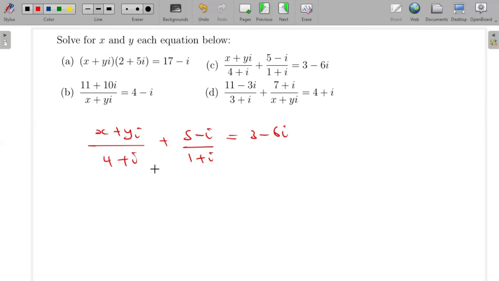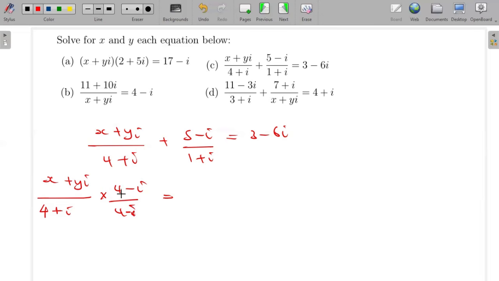So what we're going to do is rationalize the denominator for each of these. You have x plus yi multiplied by the conjugate of the denominator, which is 4 plus i. Its conjugate is going to be 4 minus i, so multiply by 4 minus i there too. I'll start with the first one, and then we'll move on to the other part.